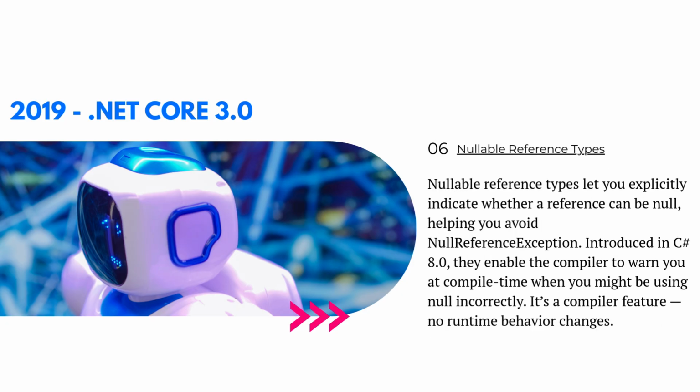Nullable reference types let you explicitly indicate whether a reference can be null, helping you avoid null reference exceptions. Introduced in C# 8.0, they enable the compiler to warn you at compile time when you might be using null incorrectly. It's a compiler feature, with no runtime behavior changes.